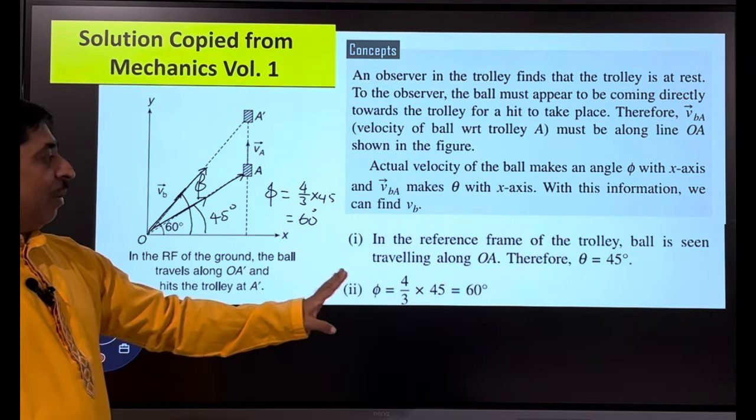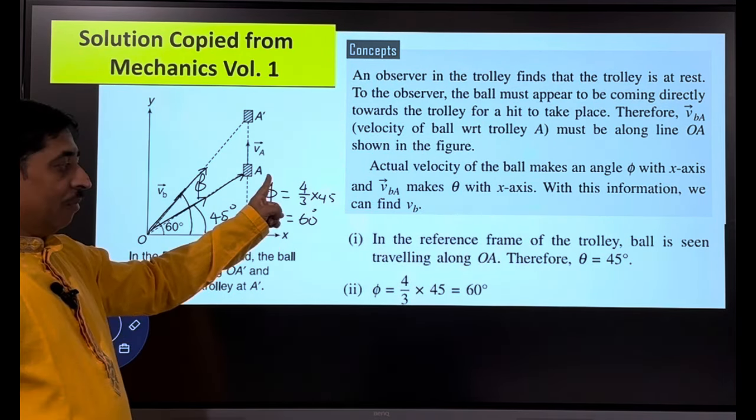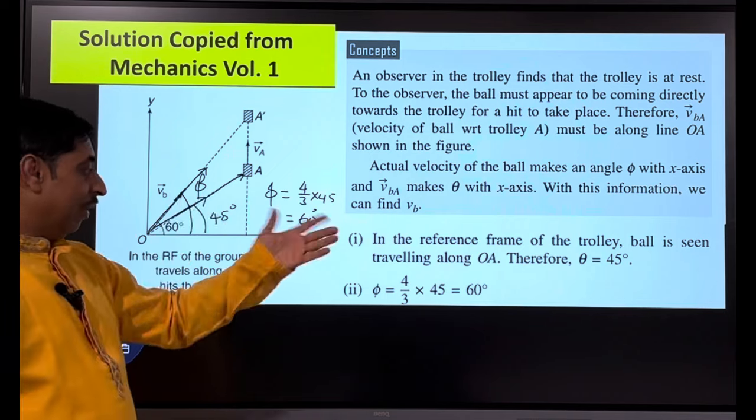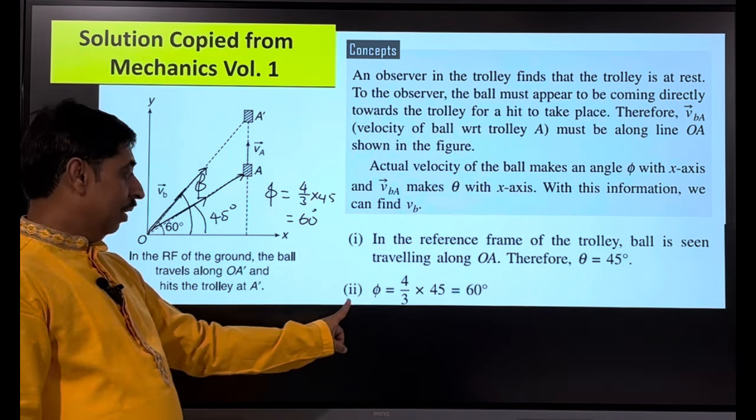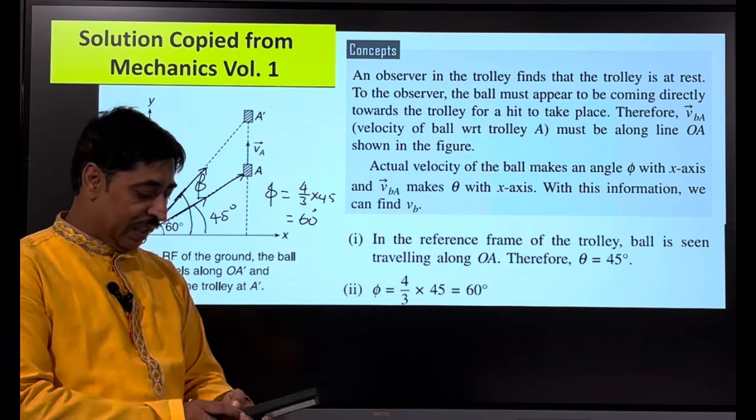In the reference frame of the trolley, the ball is seen traveling along OA. Therefore, theta is 45 degrees. That is the answer to the first question. The value of phi is given as 4 by 3 times theta, which is 60 degrees.